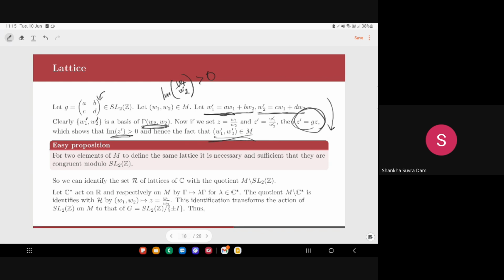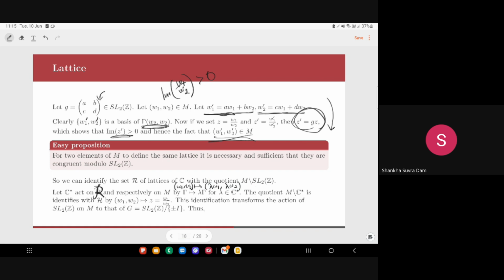C star acting on R, and respectively on M. This will not be the real numbers. This will be the set of lattices. Oh, sorry. By this, so basically the basis W1, W2 is sent to gamma W1, gamma W2. This is the lattice we are taking.